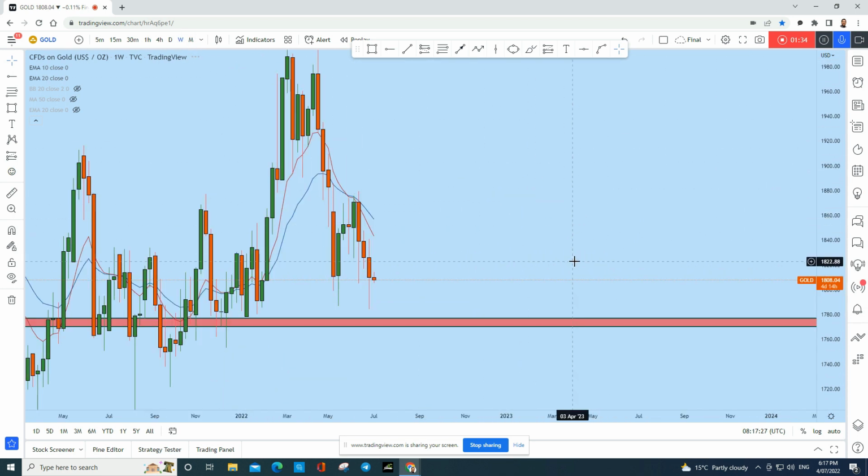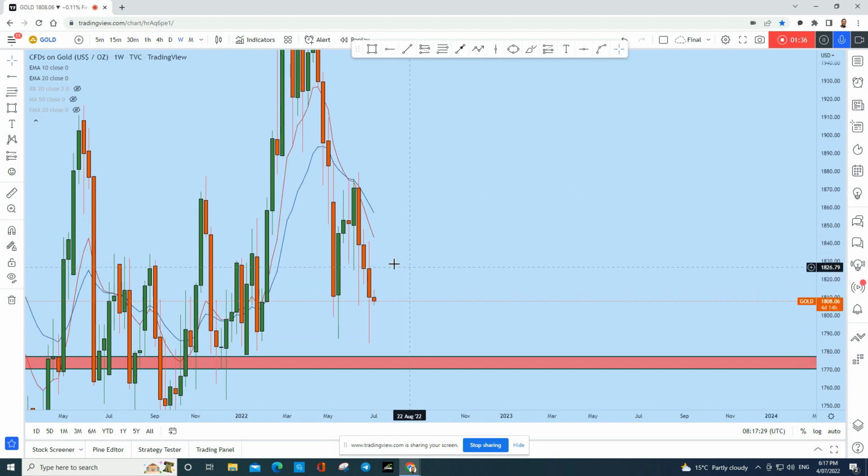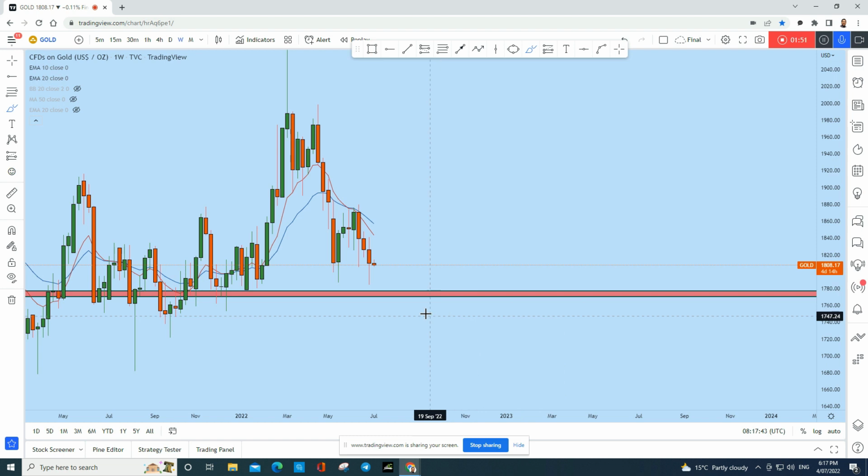Going to the weekly, what we see is that the past week is a perfect bearish candle. As you can see, there is a long wick at the top, a long wick at the bottom, and a body in the middle. After this kind of candle, you can expect another drop to the downside. And we can see that gold has created a head and shoulders on the weekly.